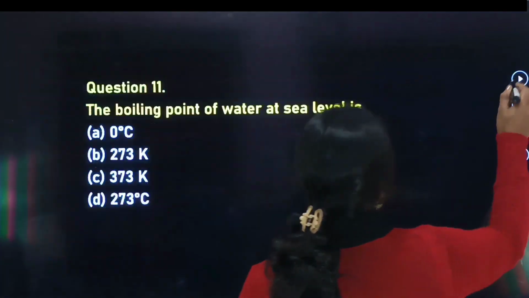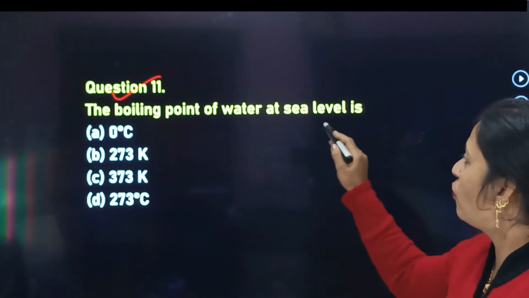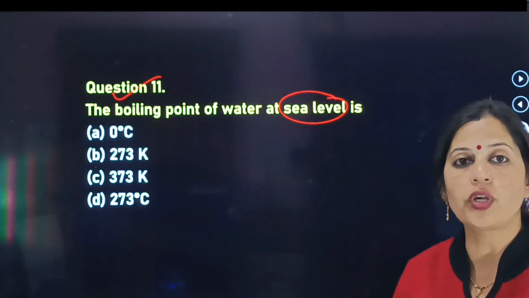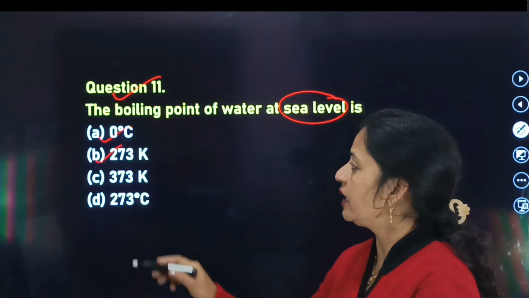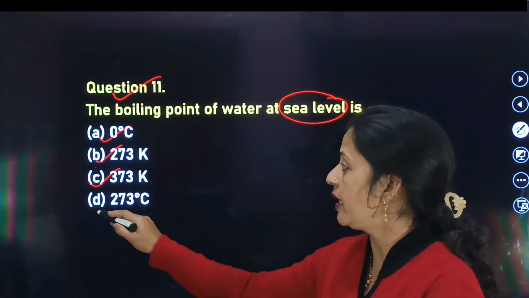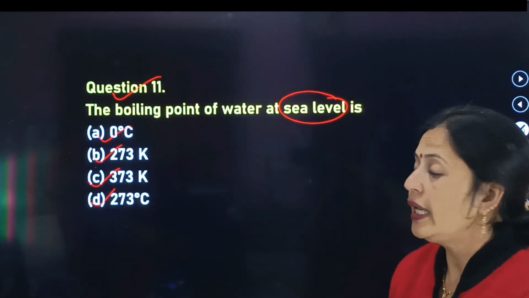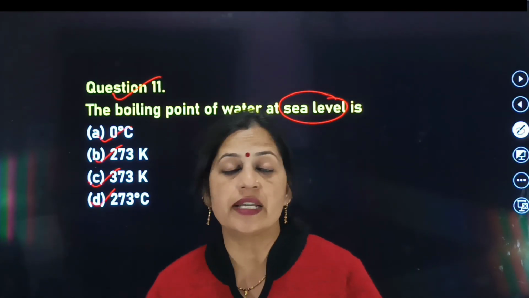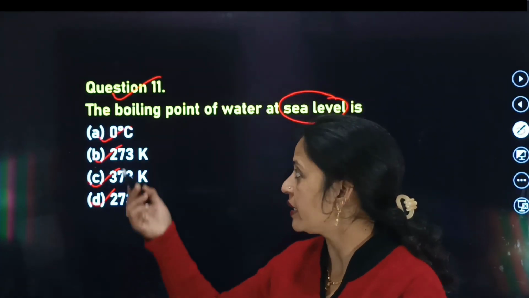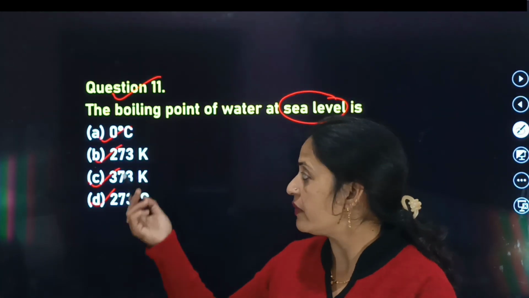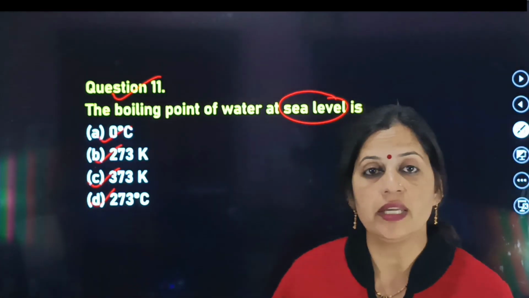Next is your question number 11, and your question number 11 is the boiling point of water at sea level is, options are 0 degree Celsius, 273 Kelvin, 373 Kelvin and 273 degrees Celsius. तो आपको ये बताना है कि the boiling point of water at sea level is, जो बॉइलिंग पॉइंट ऑफ वाटर है हमारा एट सी लेवल पर, दैट इज आइदर 0 डिग्री सेल्सियस है, 273 केल्विन है, 373 केल्विन एंड द लास्ट वन इज 273 डिग्री सेल्सियस.